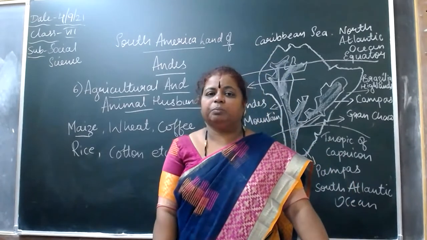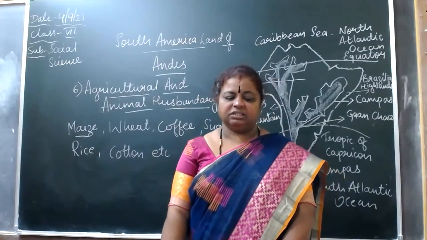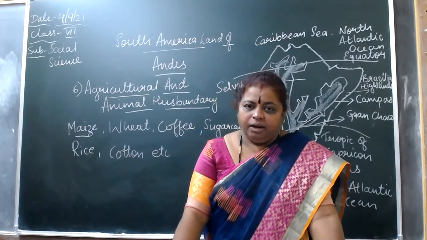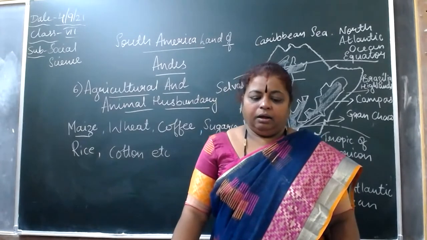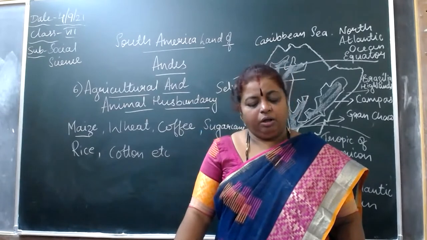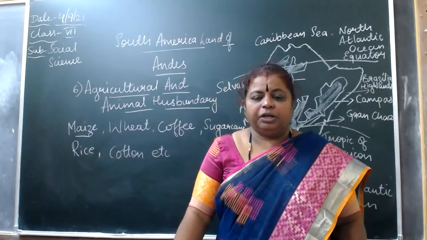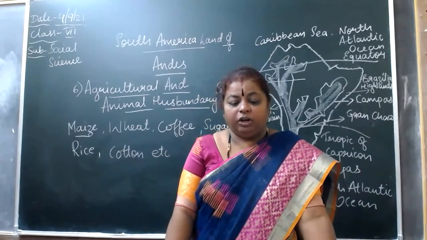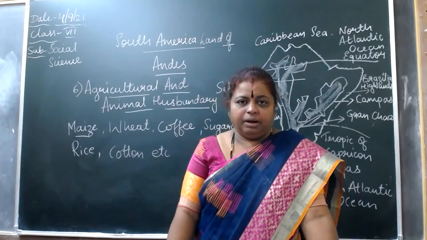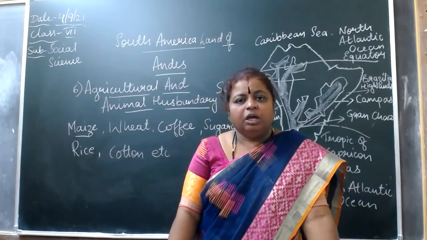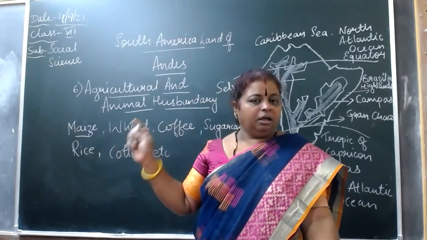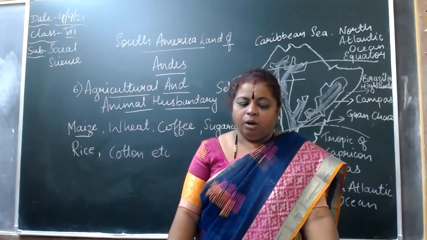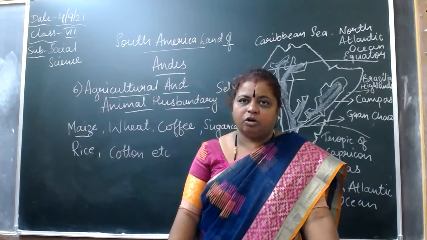Brazil is the world's largest producer of coffee, and the word is derived from café. Colombia and Ecuador are also important producers of coffee. Cocoa is produced on a large scale in the coastal region of Brazil. Colombia and Ecuador are the other producers of cocoa.